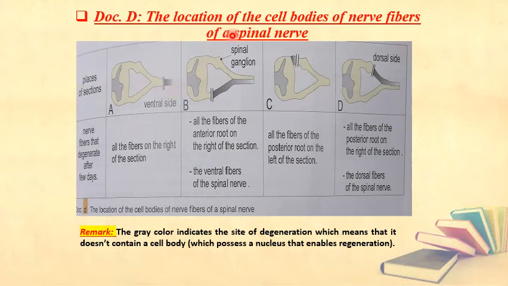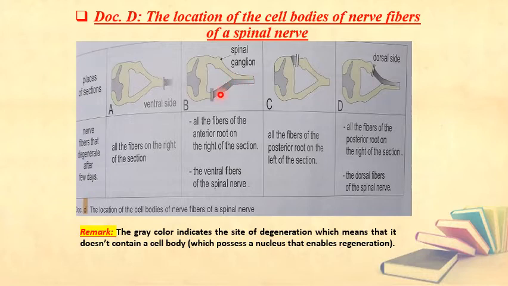So in such a figure, what we are going to check for is the location of the cell body. How are we going to find the location of the cell body? You have to use the previous information that we concluded in document C, which is, look, we have parts colored in gray. These parts are the parts that are degenerated. What do you mean by degenerated? The parts that are dead. In other words, they are the parts that don't contain a cell body.